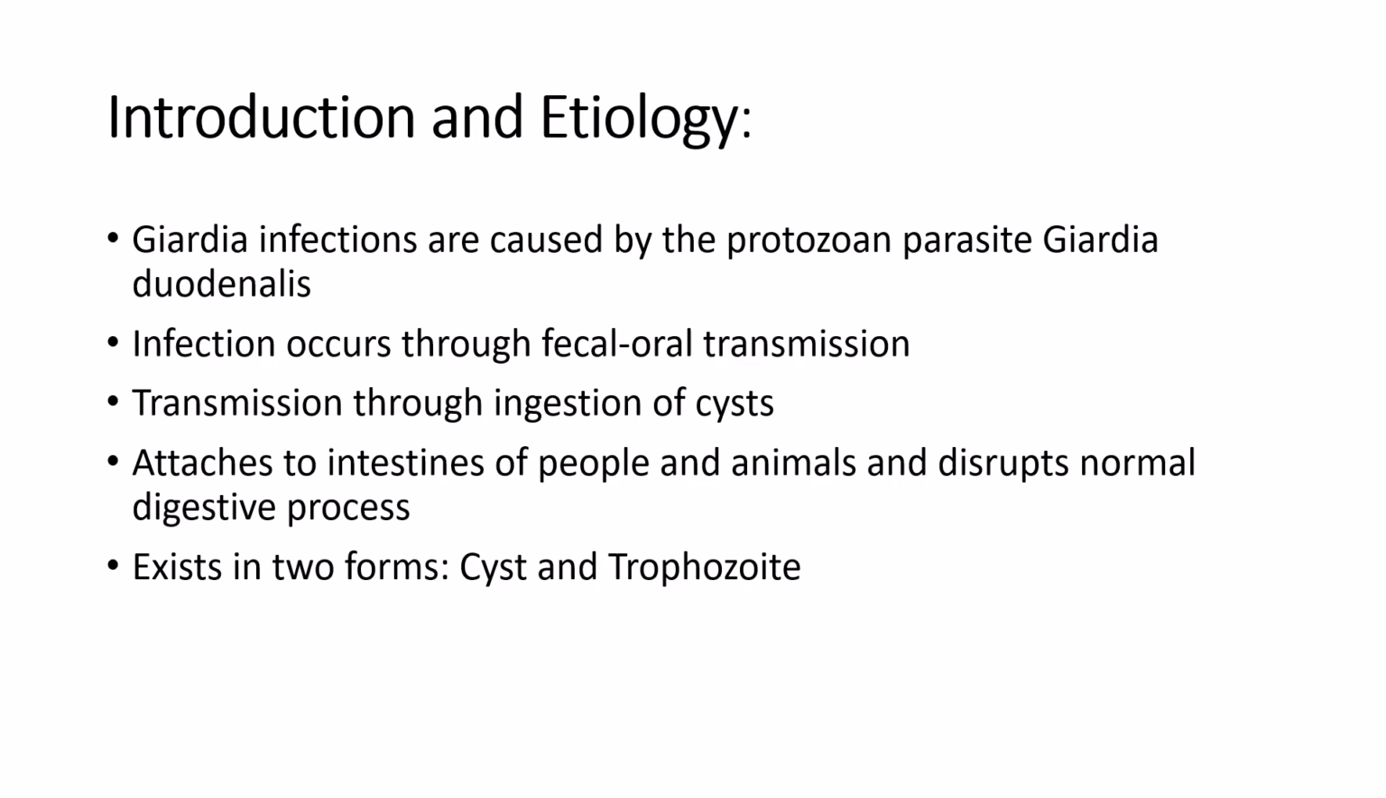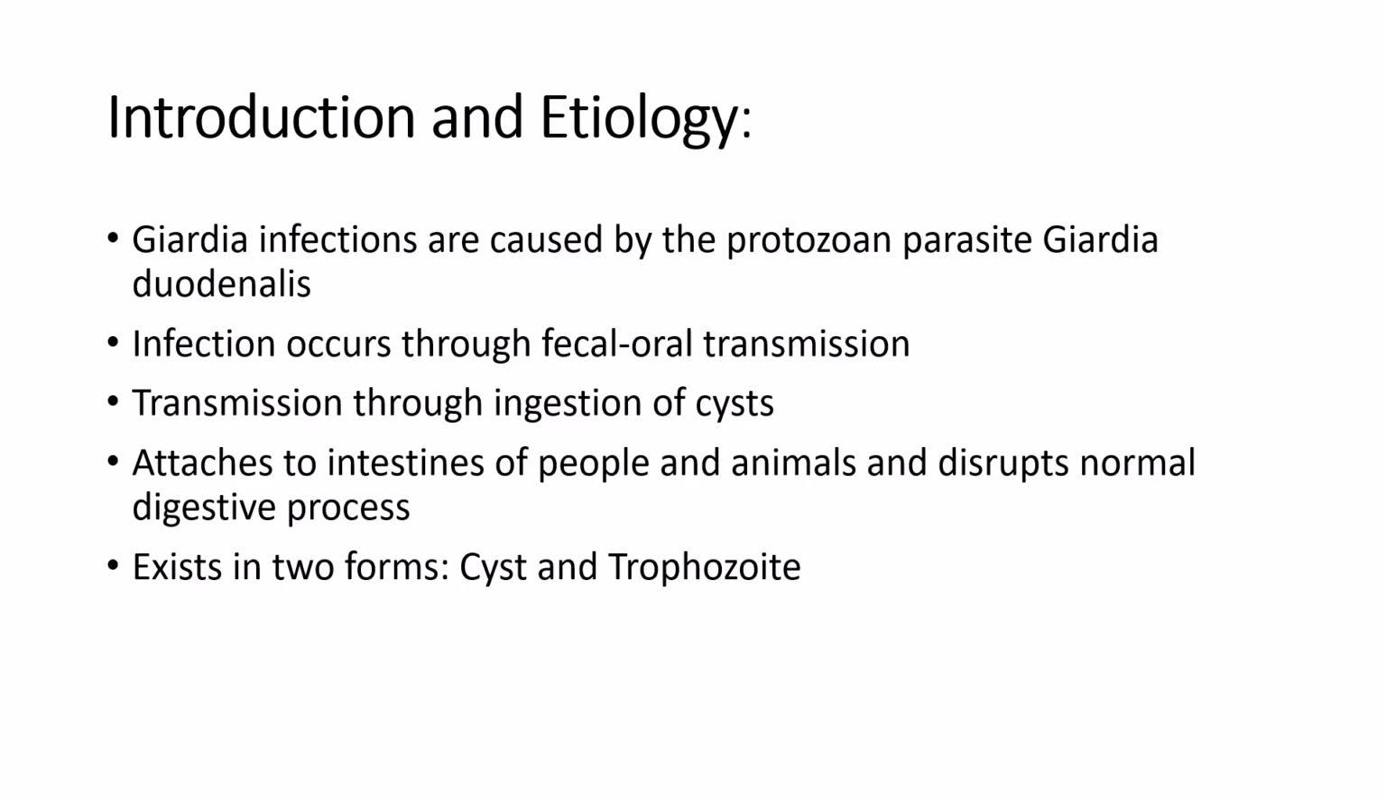Introduction and etiology. Giardia infections are caused by the protozoan parasite Giardia duodenalis. Infection occurs through fecal-oral transmission, and then transmission of this happens through the ingestion of cysts. Once they have gone through the digestive system, they become trophozoites, which we'll get more into later, and that attaches to the intestines of people and animals and disrupts the normal digestive process.